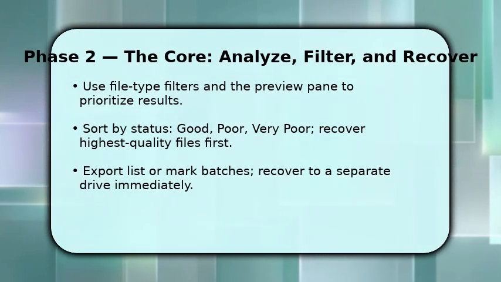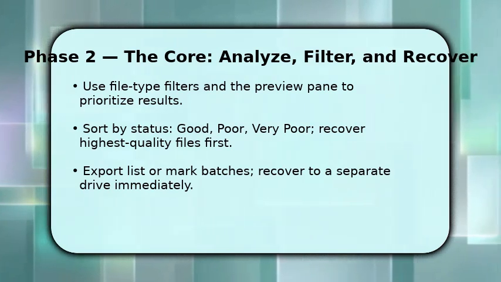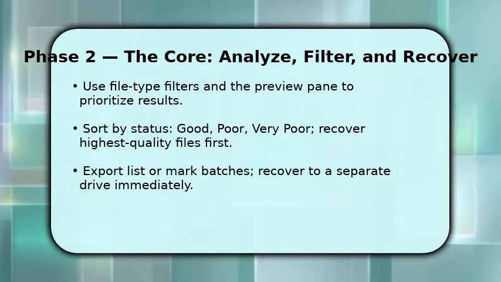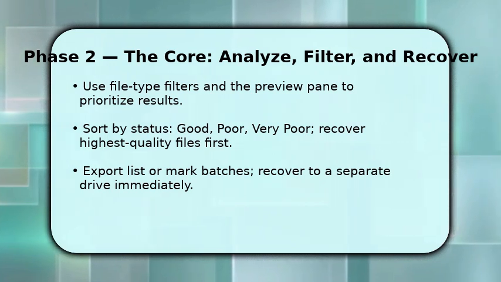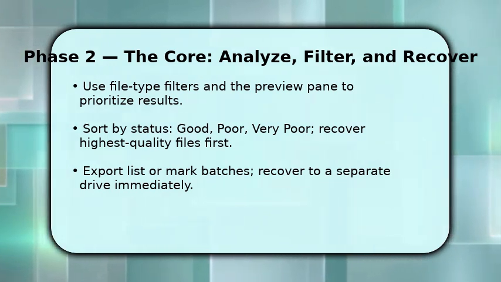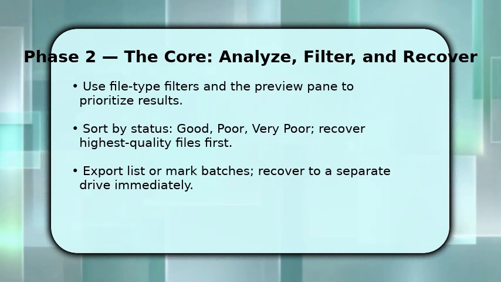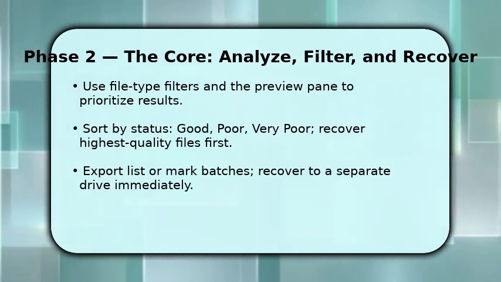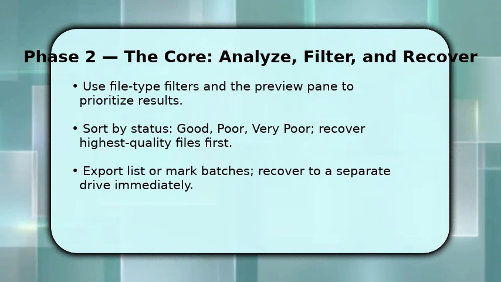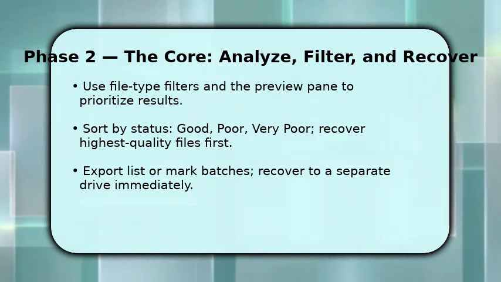Once the scan yields results, focus on how to pick winners. Use the file type filter to narrow images, docs, or videos, and use the preview pane so you avoid recovering junk. Sort by Recuva's status column, recover good then poor files, leave very poor for later attempts. Make sure to recover to a different physical drive to avoid overwriting.